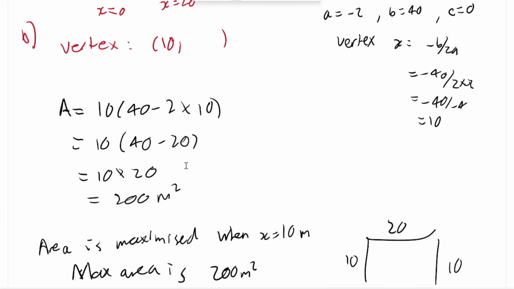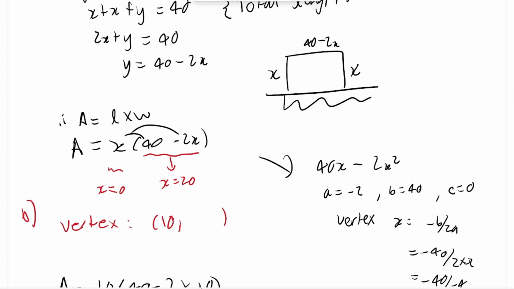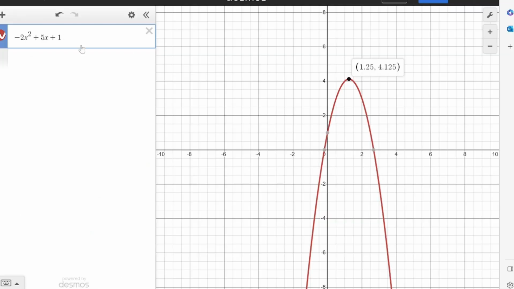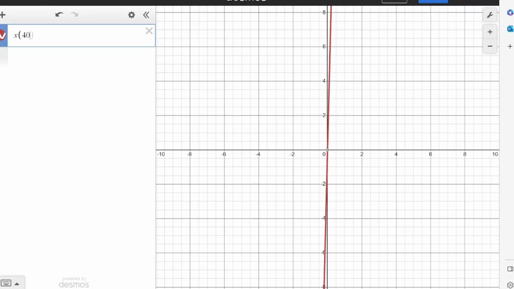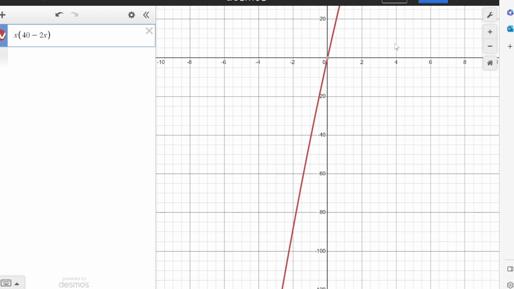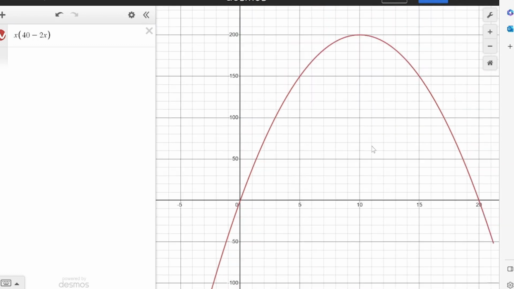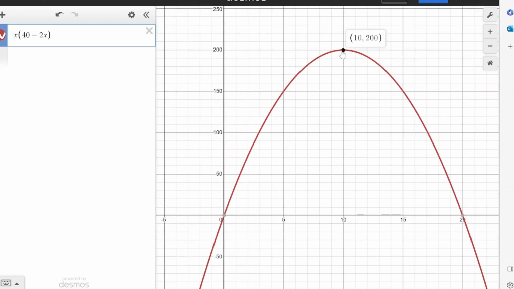And you can actually get that from Desmos as well if you want. So x bracket 40 take 2x is our function. There we go. And you can see we've got this maximum here at 10, 200. So the x value would be 10 and the area would be 200.